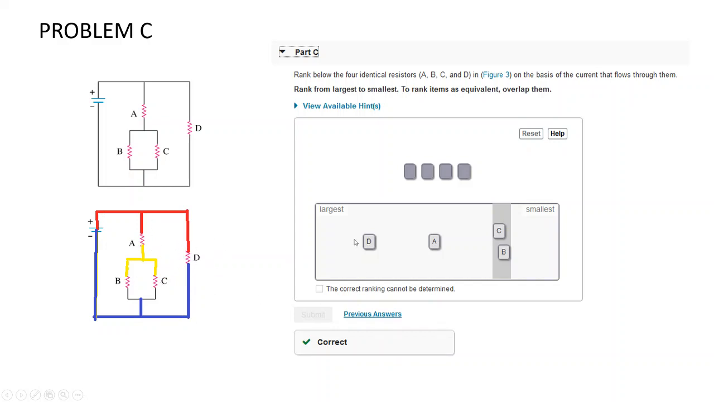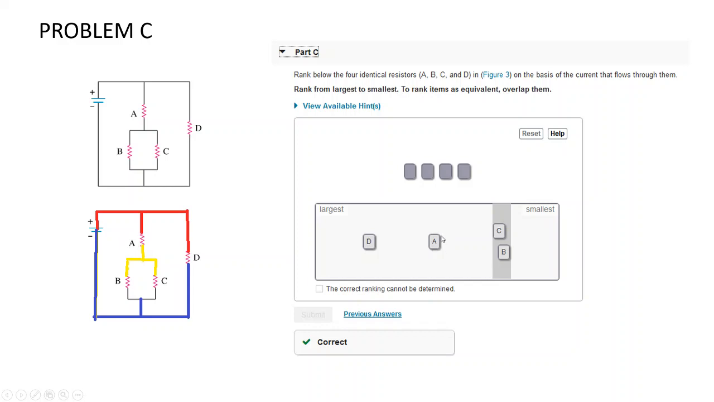So we can say that D is now automatically biggest because it's only being streamed. The current is only going through D and leaving out through D. And now A will be bigger than B and C because B and C are sharing one stream of current while A has one stream of current to itself.